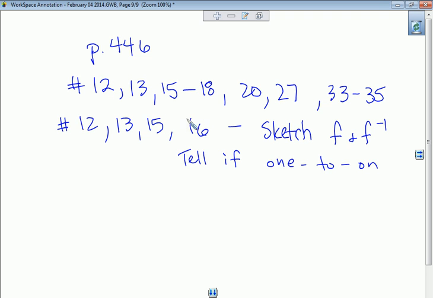Okay? So just on those four, those are the only ones we're asking you to sketch the graph of the function and its inverse and tell if it is one-to-one. Now, if you just sketch the function, you should be able to tell me if it's one-to-one. Because if it passes both vertical and horizontal, you're good. Okay? And that's it for today.